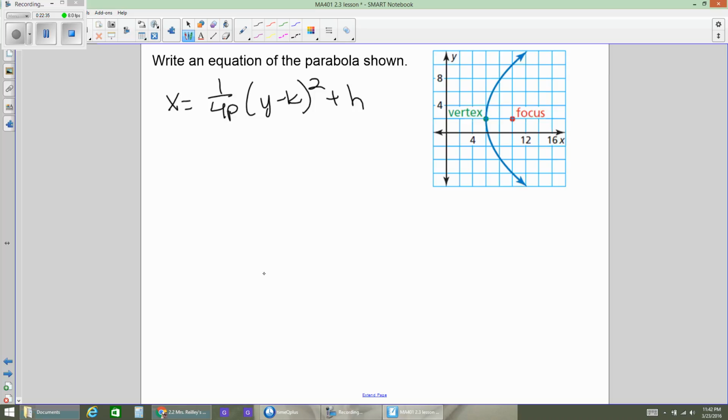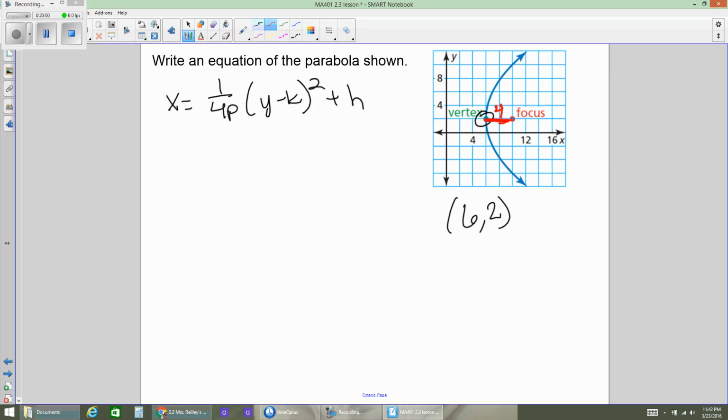Okay, now that means you have to identify the vertex. So what is the vertex? 2, 4, 6, and 2. Okay, 6, 2 is our vertex. Now, the focus is how far away? What is that distance right there? 4 units.